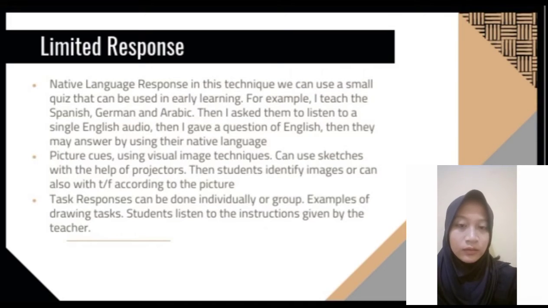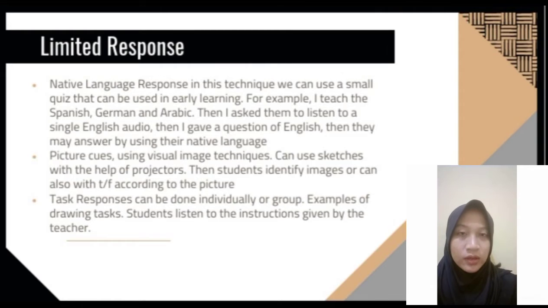Listening test. First, limited response. Native language response. In this technique, we can use a small quiz that can be used in early learning. For example, I teach Spanish, German, and Arabic speakers. Then, I ask them to listen to a single English audio. Then, I give a question in English. Then, they may answer by using their native language.